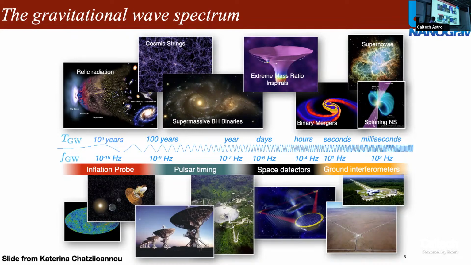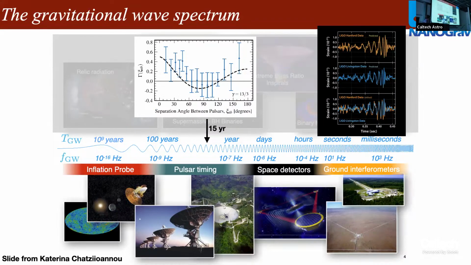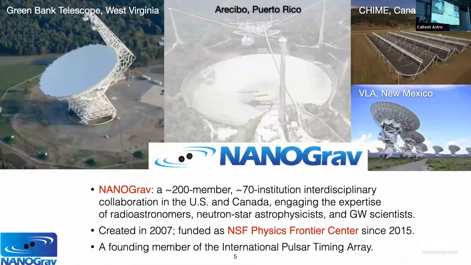There are also other potential sources at these lower frequencies, things like cosmic strings, things like gravitational waves produced in the early universe. You can probe those things using the cosmic microwave background, for example, so you can look at the imprint of gravitational waves on the polarization of the cosmic microwave background as well. But today, we're talking about this roughly 15-year gravitational wave period, and that's in contrast to the binary black hole mergers that LIGO saw, which are on the order of tens to hundreds of hertz. So this is quite a long effort of observation.